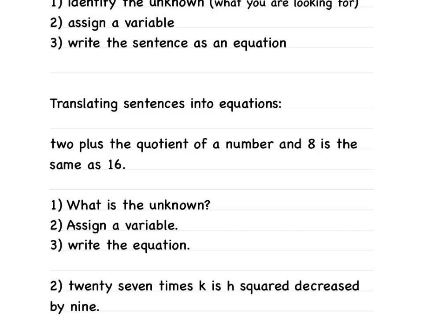Let's read this sentence. 2 plus the quotient of a number and 8 is the same as 16. Number 1, what is the unknown? Well, the unknown in this sentence is the number. What number? That is my unknown. So our unknown is a number. And let's assign it a variable. Our variable will be n. And then write the equation.